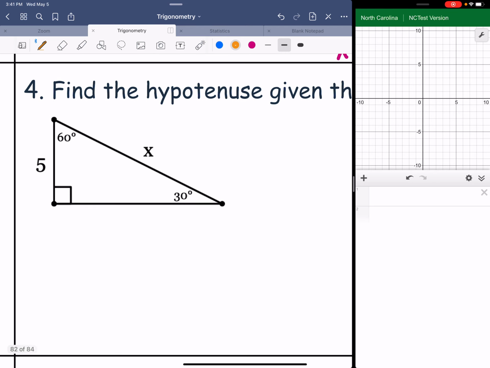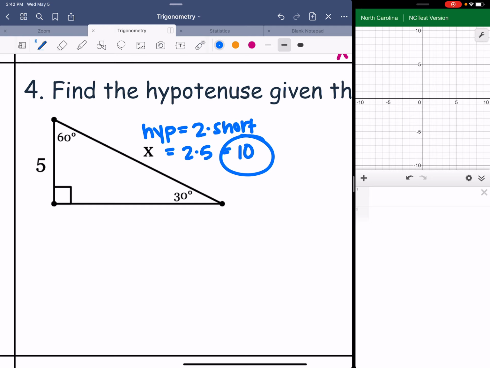Okay, number 4. Find the hypotenuse given the short leg. Oh, this one's super easy. Thank goodness, right? Because the hypotenuse is just 2 times the short leg. So we know the short leg is 5, so we know x is just going to be 2 times 5, which is 10. And hallelujah, we're done. That's it. Super easy when you have the short leg.